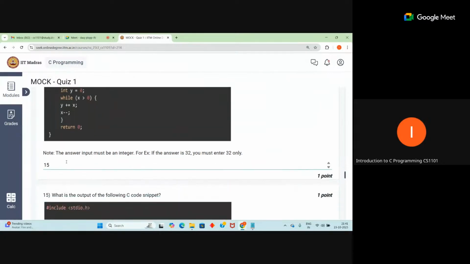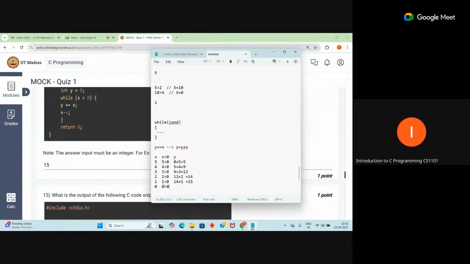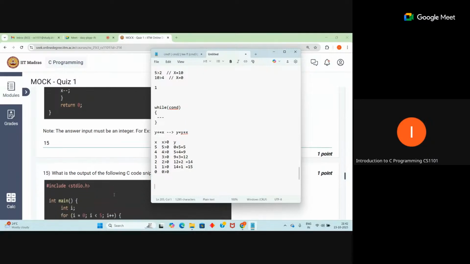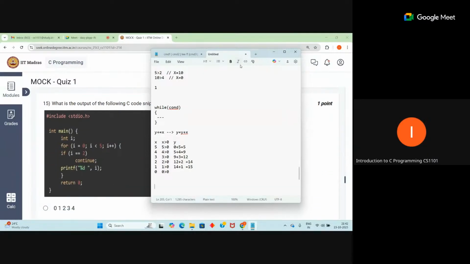Okay. Next, what is the output of the following C code?